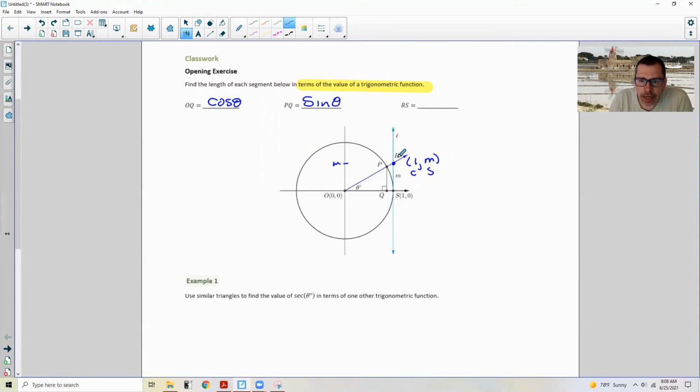So RS is m. The length of RS equals m. But that is not a trigonometric function. But m over m equals m over 1. And if I put m over 1, I'm putting sine theta over cosine theta, and that is tangent theta. So RS is the tangent of theta.